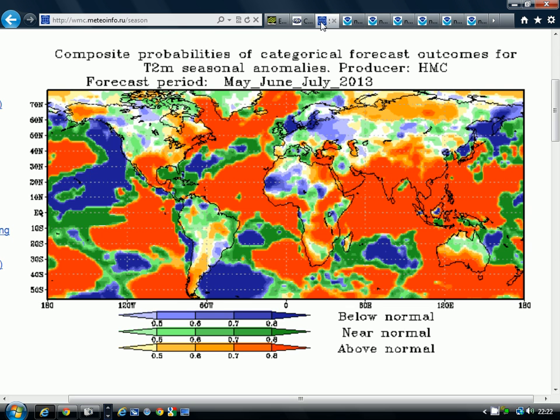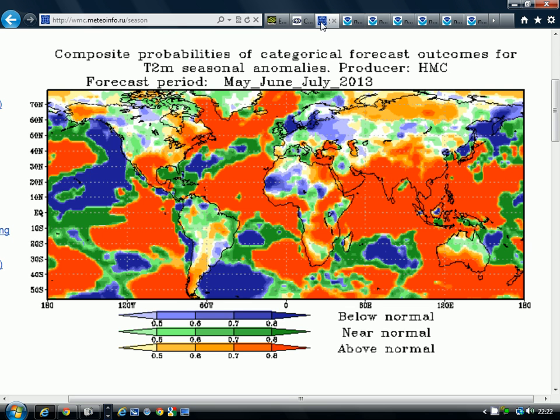Having a look now at the Russian model. This isn't for the whole of summer, this is for May, June and July, so most of the summer is coming under this, but we don't have August yet. We'll have to wait until next month's update to get the full June to August anomaly.